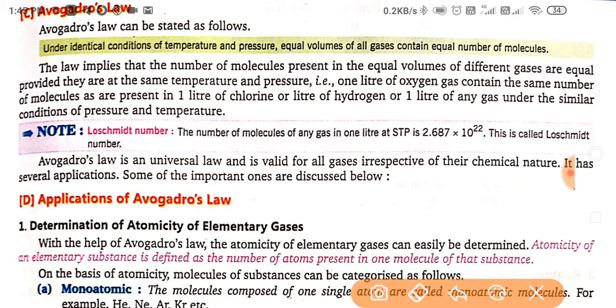So what is the Loschmidt number? The number of molecules of any gas in 1 liter at STP is 2.687 × 10^22. This is called the Loschmidt number. Avogadro's law is a universal law and is valid for all gases, irrespective of their chemical nature.